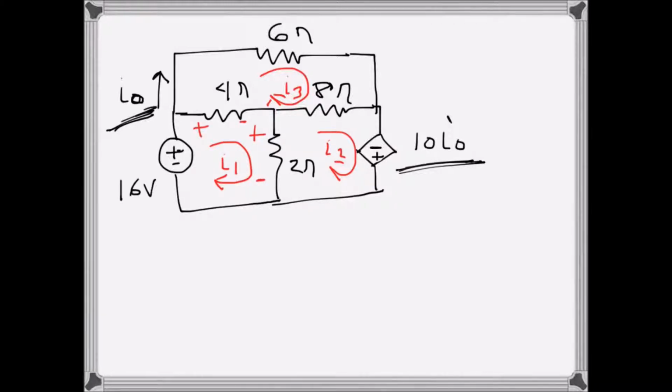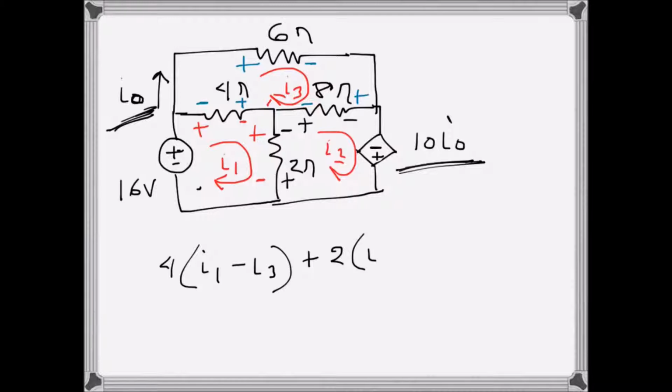Basically, this is the drop for I1, and then I can write the drop for I2 this way, and then the drop for I3 will be like this one because the currents are all counterclockwise. So if I write the KVL equation for loop 1, I will first write the voltages for I1 minus I3. This is the drop in the 4 ohms resistance. Then 2(I1 minus I2), this is the drop in the 2 ohms resistance.